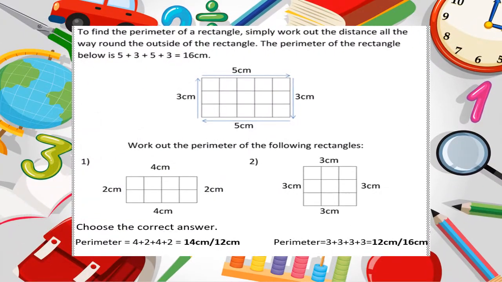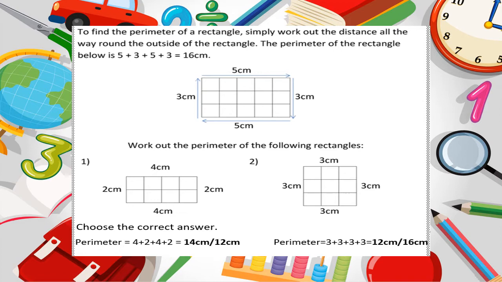Hope you enjoyed the video. Now here is a worksheet. To find the perimeter of a rectangle, simply work out the distance all the way around the outside of the rectangle. The perimeter of the rectangle below is 5 plus 3 plus 5 plus 3 is equal to 16 centimeter.